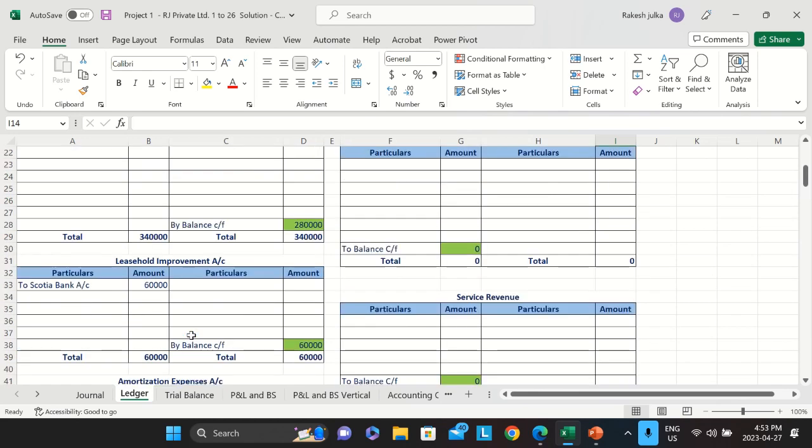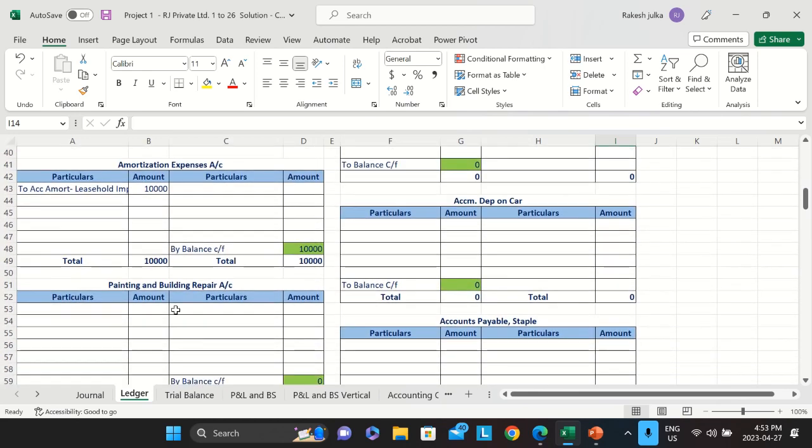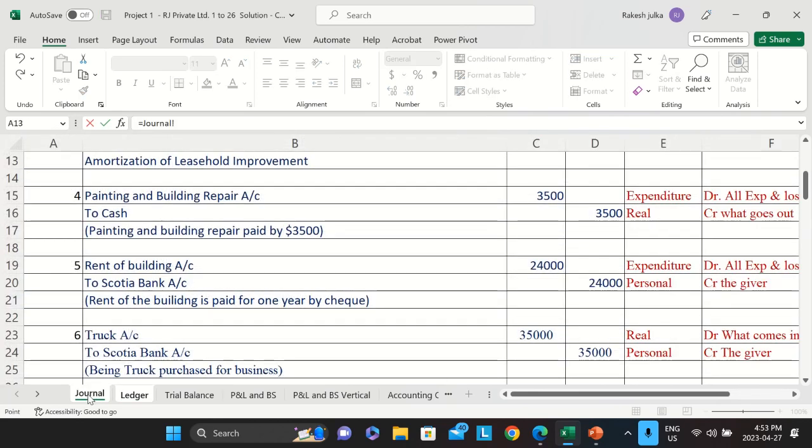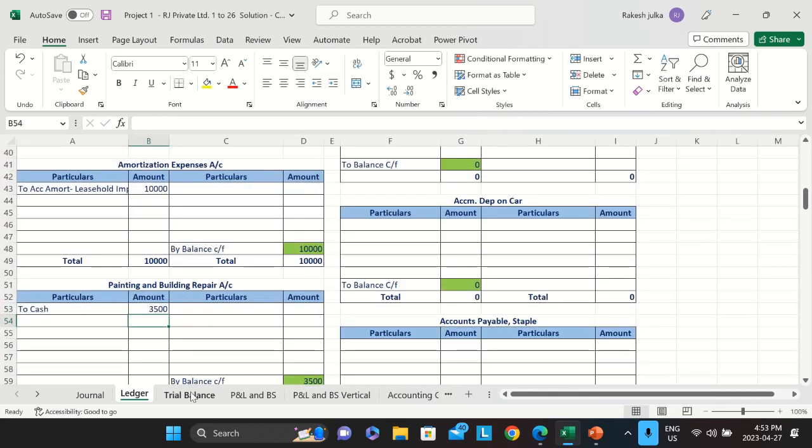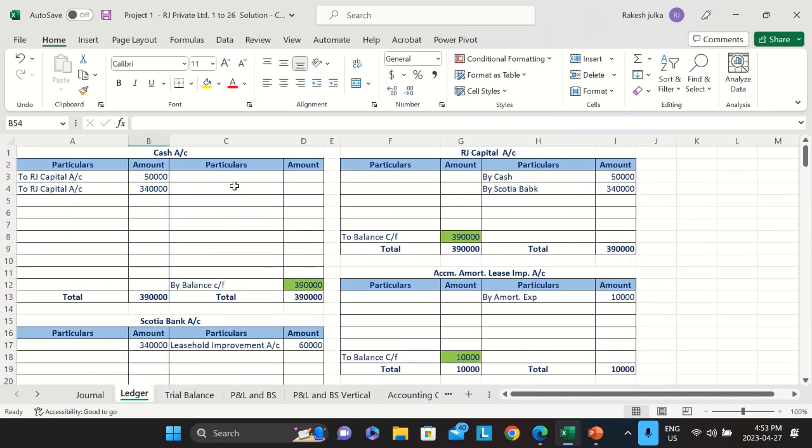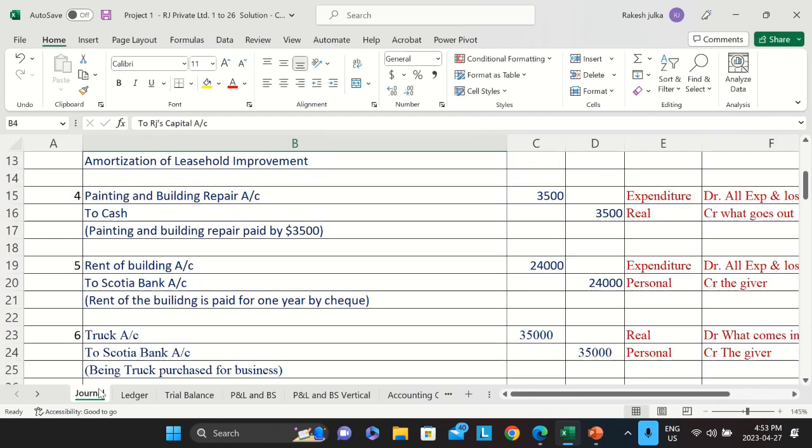So painting, so I have created one account, painting account debit to cash. How much is the amount? Painting account debit to cash 3,500, and in cash we will write by painting. So what is that? Painting and building repair 3,500.